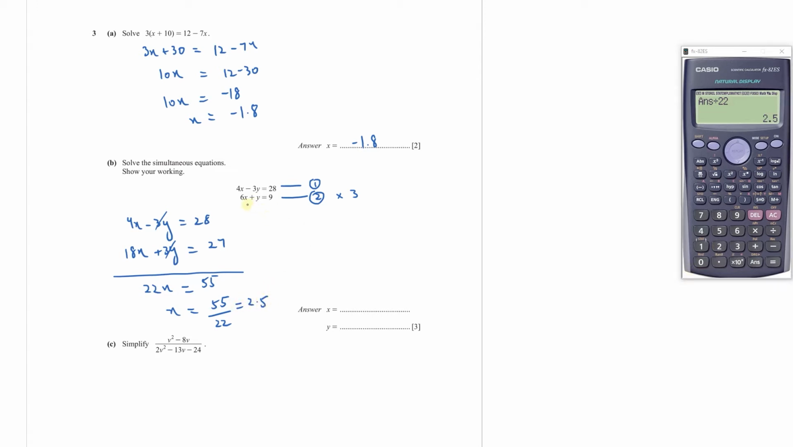And then I can substitute the value of x in this equation, equation number 2. So 6 into 2.5 plus y, which is unknown, equals 9, and then 6 into 2.5 is 15. If I take this 15 to the other side, I will have to subtract. So 9 minus 15 will be minus 6. So y value is minus 6.